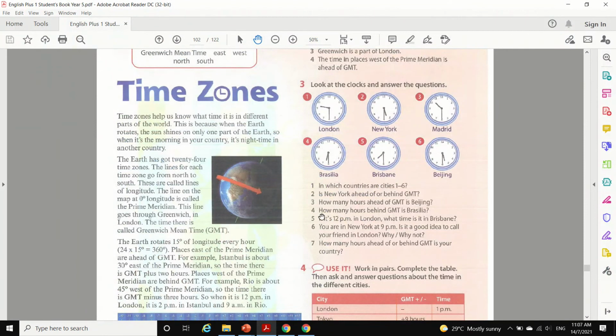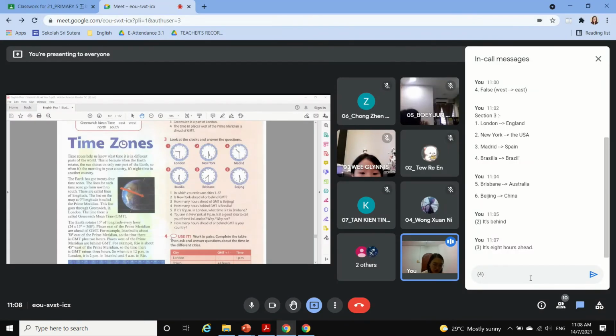Okay, next, number 4. How many hours behind GMT is Brasilia? Okay, Brasilia, this one, is behind. Now, Brasilia is only 6:30 a.m. So behind means we count from 9:30 to 6:30. We count backward: 9:30, 8:30, 7:30, 6:30. So we go backward. Now it is 3 hours. Okay, 3 hours. So it's 3 hours behind.